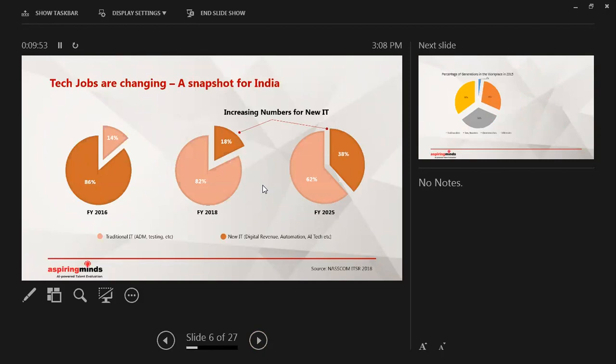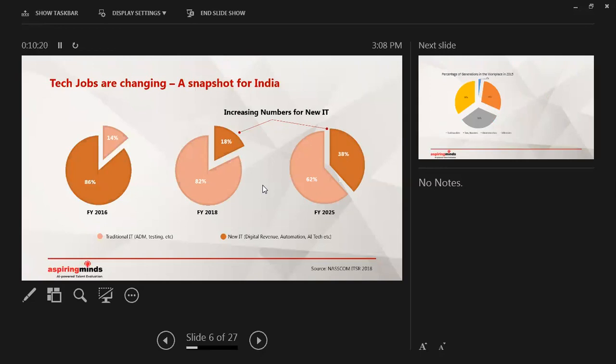We are seeing a lot of organizations moving from complex on-premise models to SaaS-based, moving from centralization to automation, building new technology sources in AI, blockchain, digital. What I call that is, basically, we are moving from a traditional IT to a new IT. And the revenue sources for new IT are also increasing.